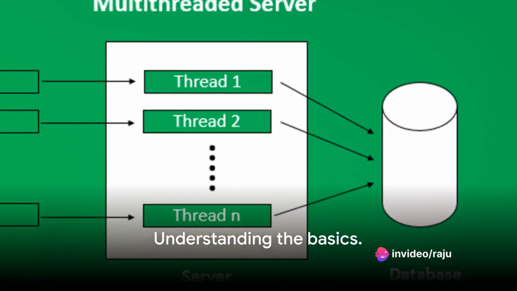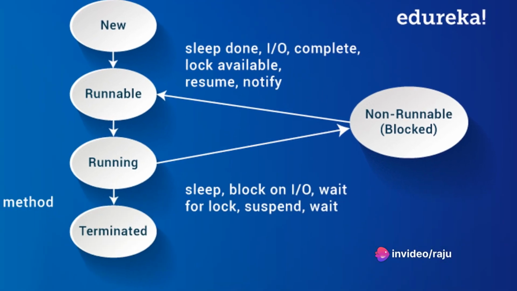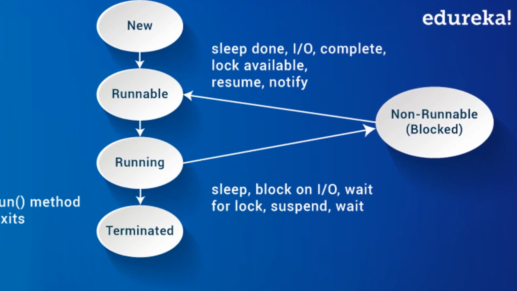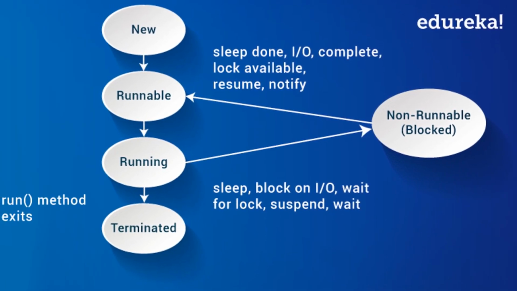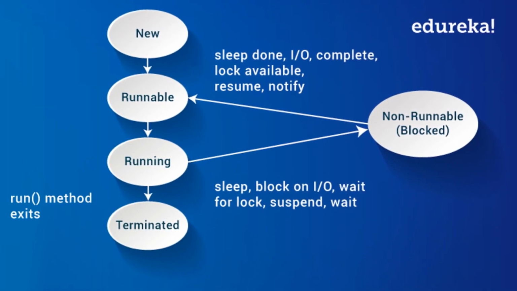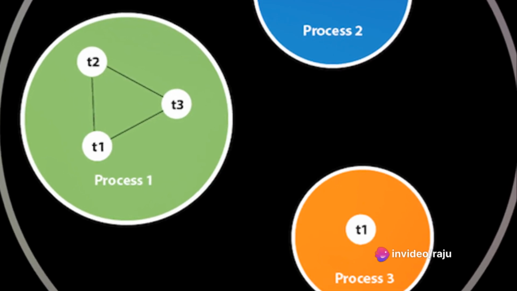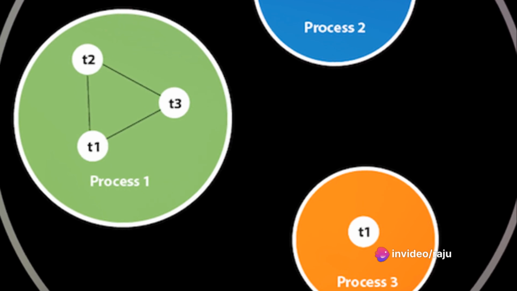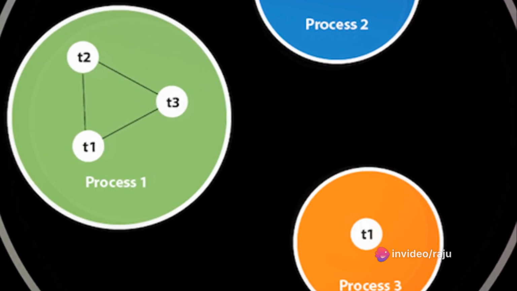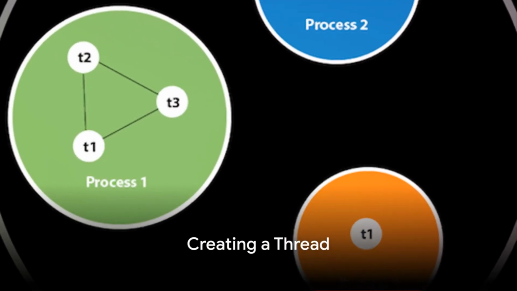Step 1. Understanding the basics. In Java, the Thread class is part of the java.lang package. This class provides constructors and methods to create and perform operations on a thread. A Java program can create a thread by instantiating an object of the Thread class or by extending the Thread class.